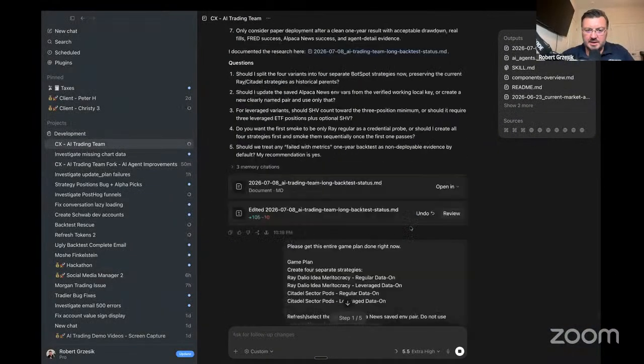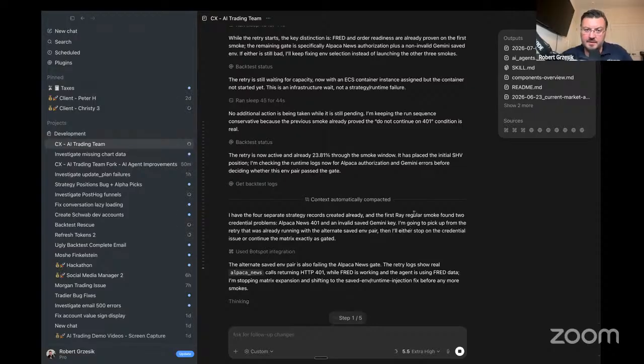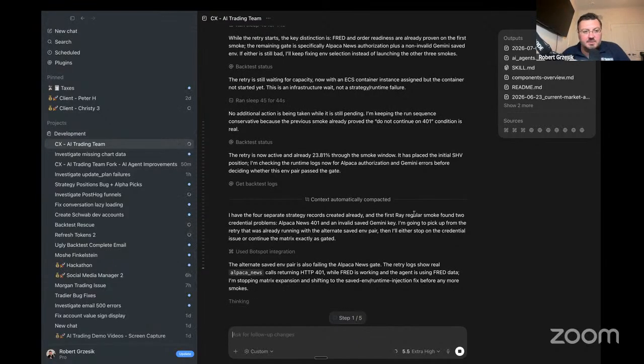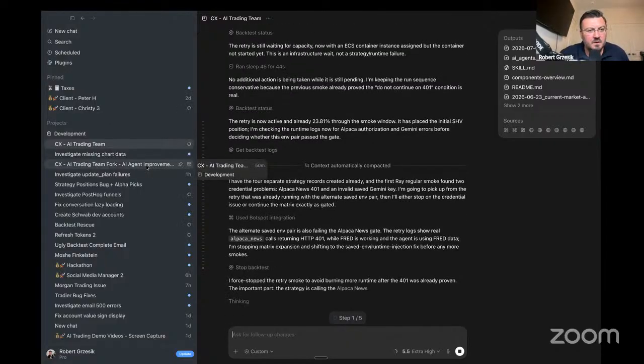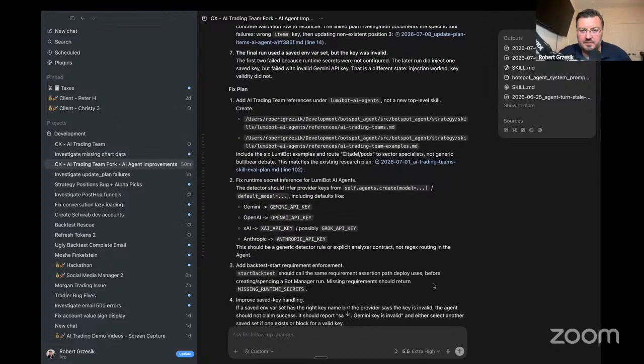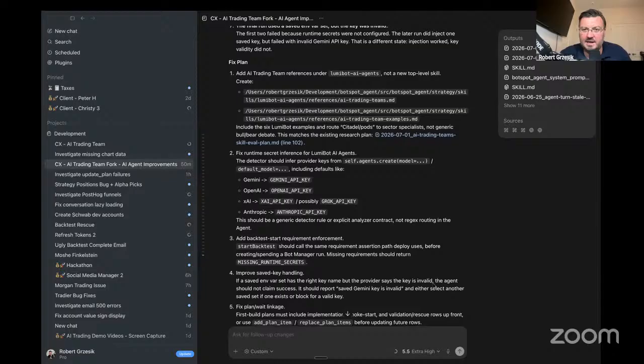So the AI trading team, this thing is still going. Awesome. Cool. Great. So we got this AI trading team going. I have a feeling it's going to take some time for the results to come back. And then this is some of the improvements that we are talking about to actually support AI agents better.